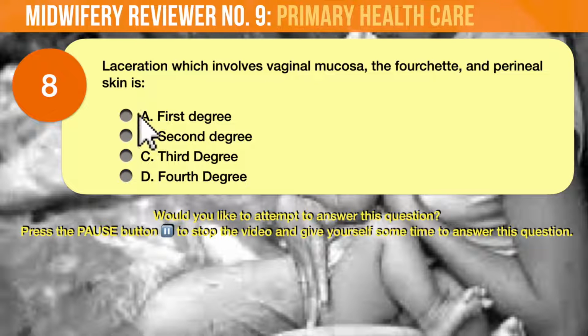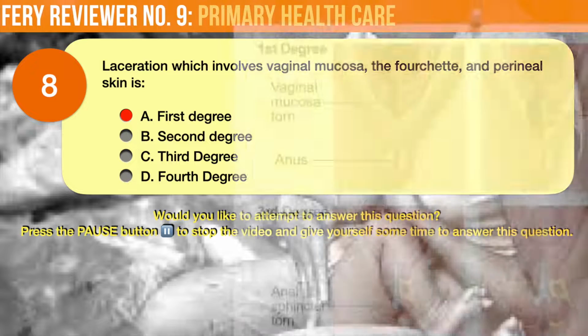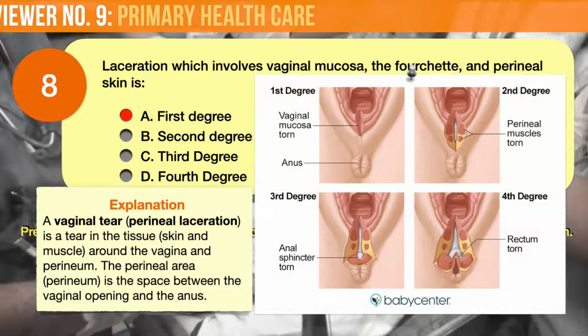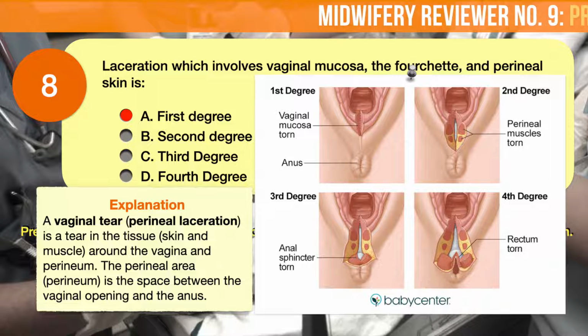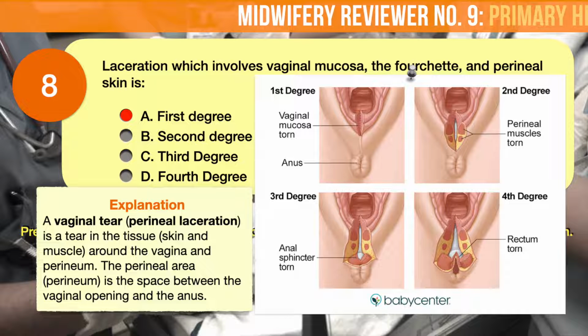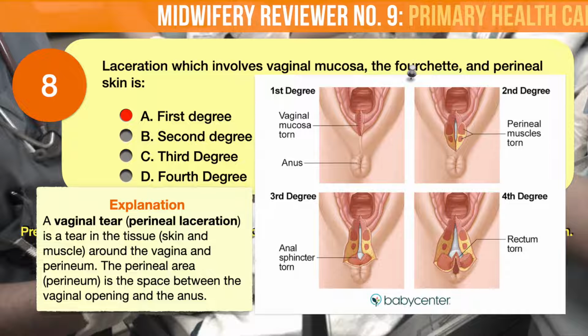The correct answer is A. First degree. A vaginal tear can happen during childbirth. Also called a perineal laceration, this is a tear in the skin and muscle around the vagina and perineum. The perineal area, also called the perineum, is the space between the vaginal opening and the anus.